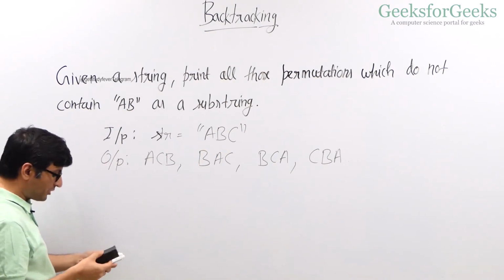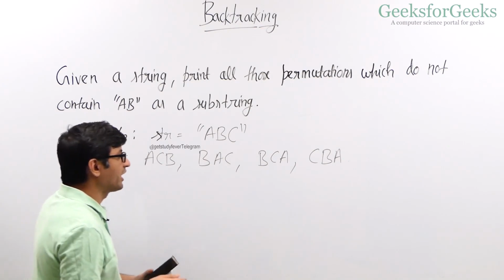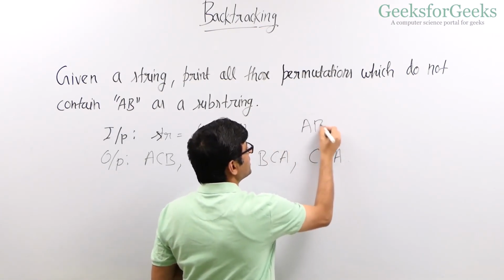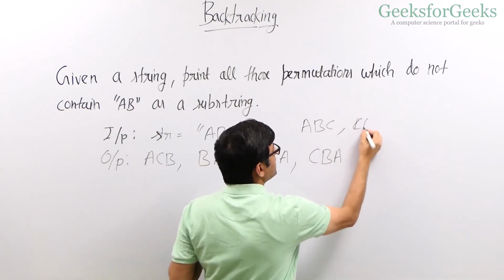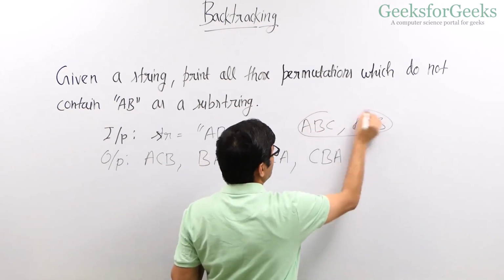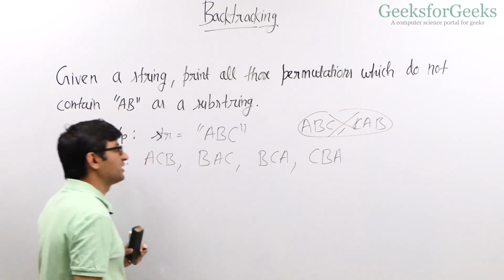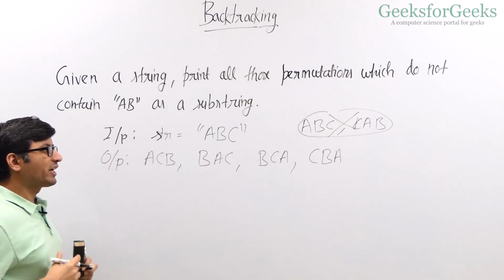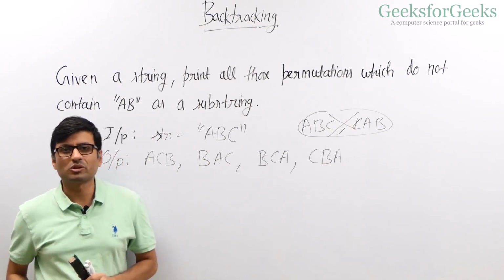Out of these 6 permutations, 4 permutations do not have AB as a substring. There are 2 permutations, ABC and CAB, that have AB as a substring. So we do not print those permutations and we print the rest of the 4 permutations. So how do we write an algorithm or program to solve this problem?